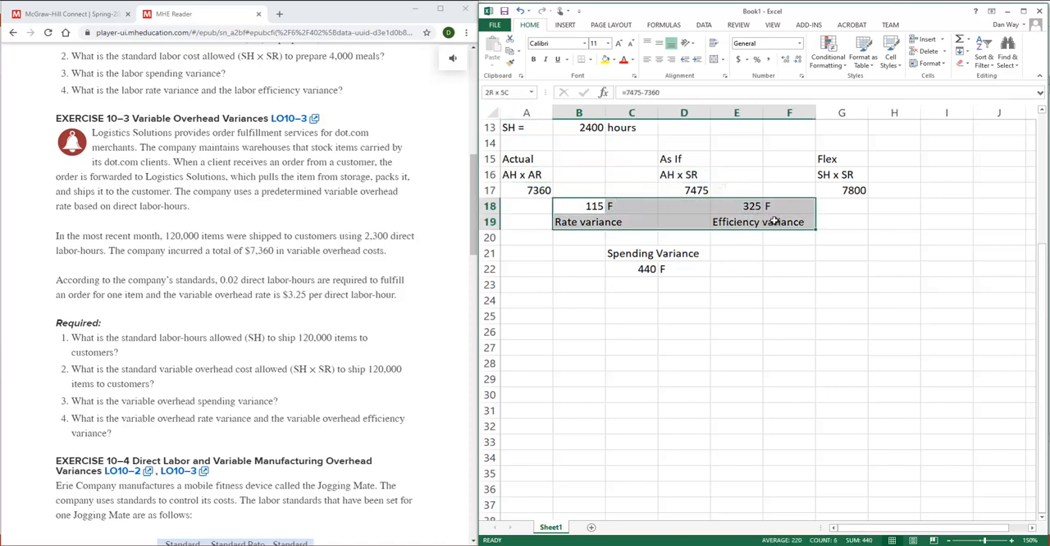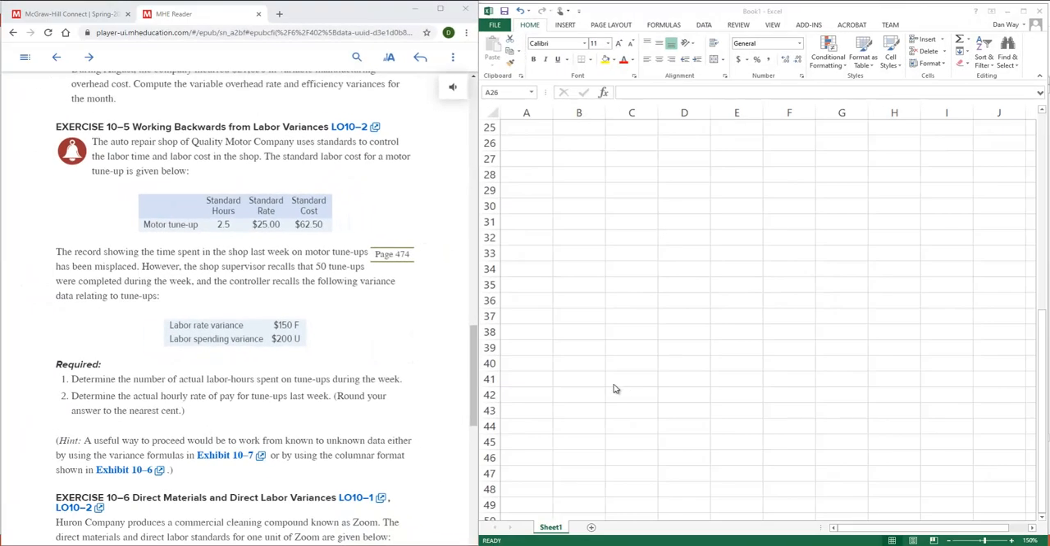Again, if we combine these, they're both favorable, so we can add them together. 325 plus 115 equals 440. Those combined equate to our spending variance. We could also find that, as we did earlier, comparing the flex, the 7,800 based on standards, to our actual spend of $7,360. And that's it for exercise 10.3.